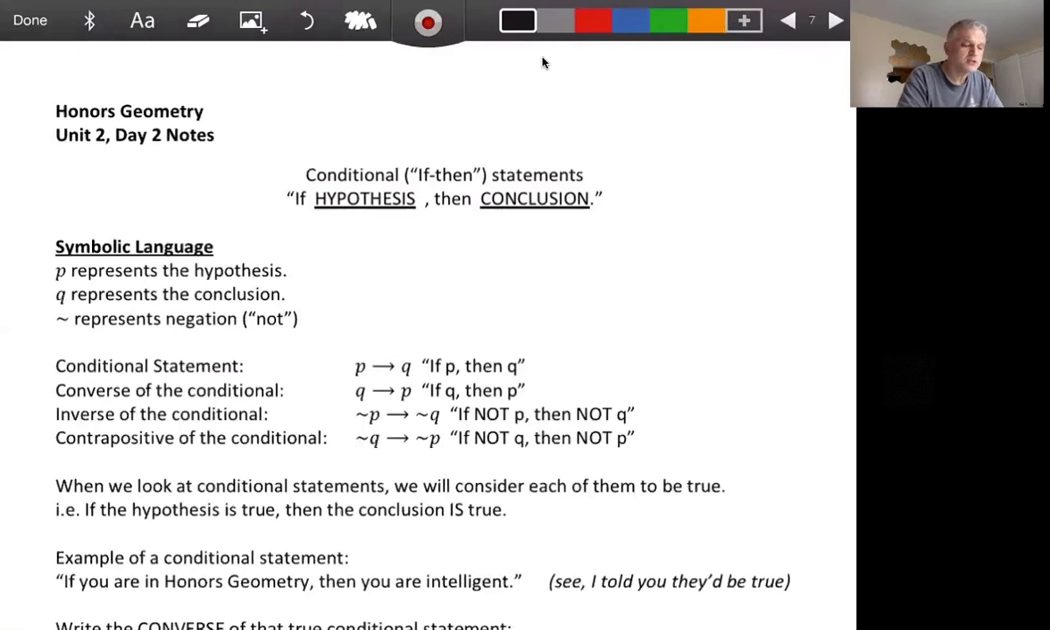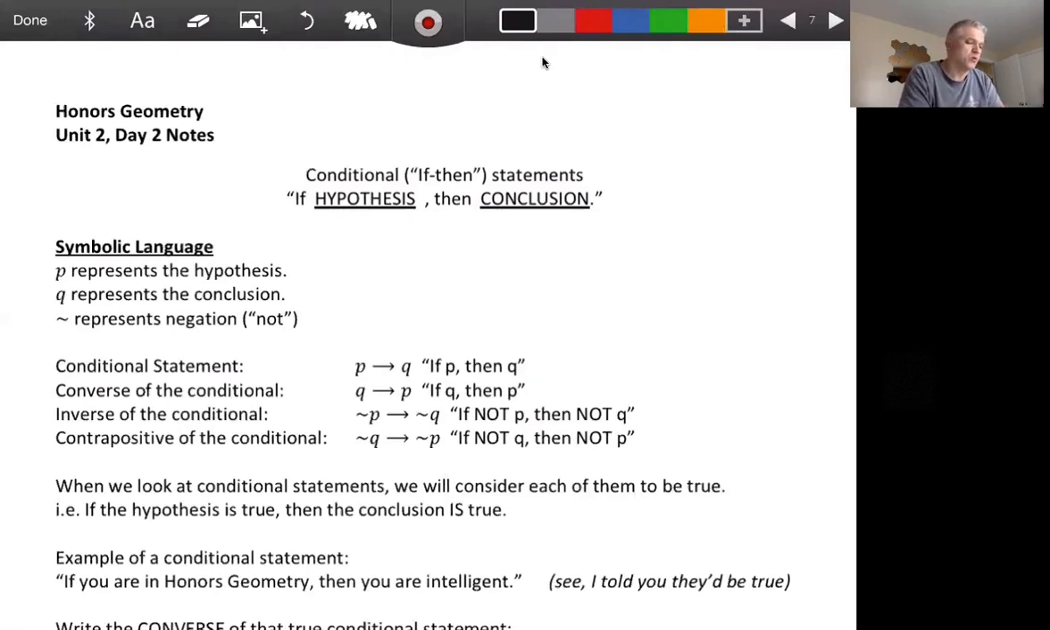The contrapositive, which is very, very important, you'll find out why in a little bit. The contrapositive is like the converse of the inverse, or the inverse of the converse, because you have to do both. In converse, you switch the P and the Q. In inverse, you negate the P and the Q. The contrapositive, you do both. You switch the P and the Q, and then you negate them. Written in symbolic language: if not Q, then not P.